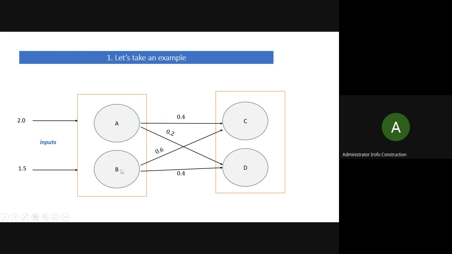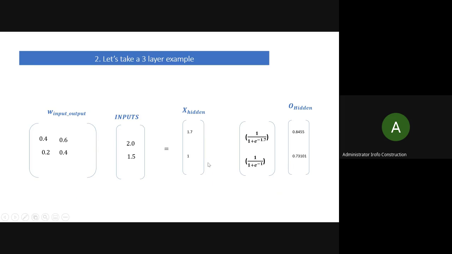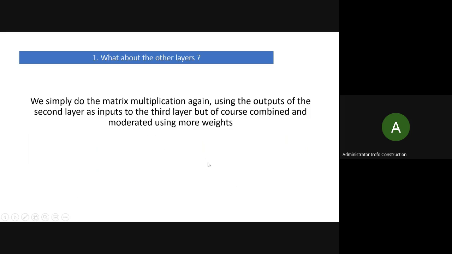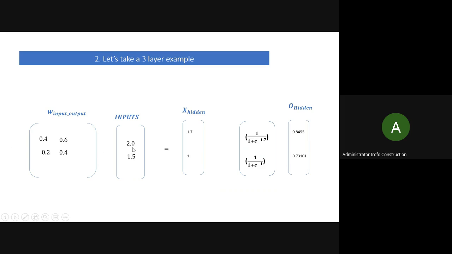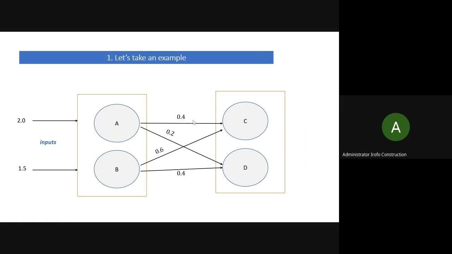So when you see this example here, this is just a two-layer neural network. The first thing is that the first matrix is just our input layer, our input matrix. Here you can see you have 2 and you have 1.5. We just have to put them in one matrix. That's our input matrix.